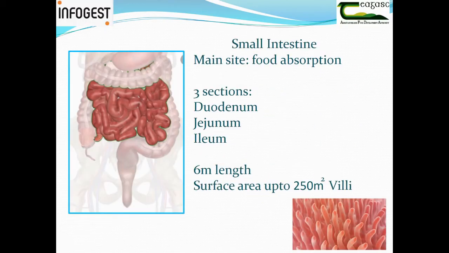But in this webinar, I'm going to talk about the small intestine, because that is the main site for food absorption. There are 3 sections: the duodenum, which is closest to the stomach, the jejunum, and the ileum, which is closest to the colon. This tube is 6 meters in length, and it has a surface area of up to 250 meters squared because it has villi.